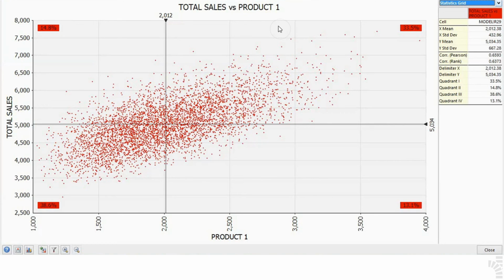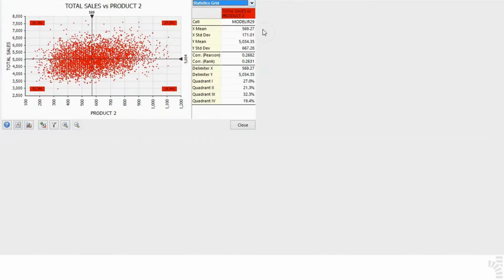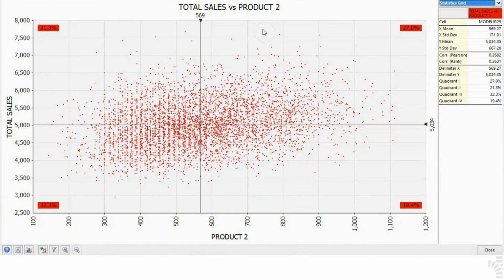66. Going back to the previous tornado, for comparison purposes, drag the product 2 bar out as well, building the following scatter plot. This scatter plot shows an indeterminate cloud of 5,000 data points. It is difficult to see a dependency of total sales with respect to product 2's sales. As a matter of fact, its rank correlation coefficient is only 0.26.